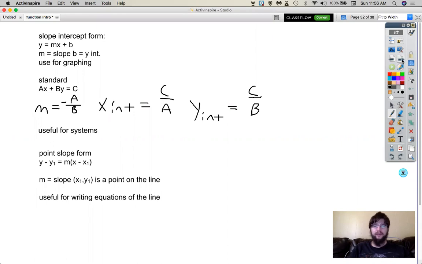Where was it? Okay. So yeah, that's our three forms of a linear equation: slope-intercept form, standard form, and point-slope form. They all have their different uses, and depending on what you're doing, you want it in one form or another.